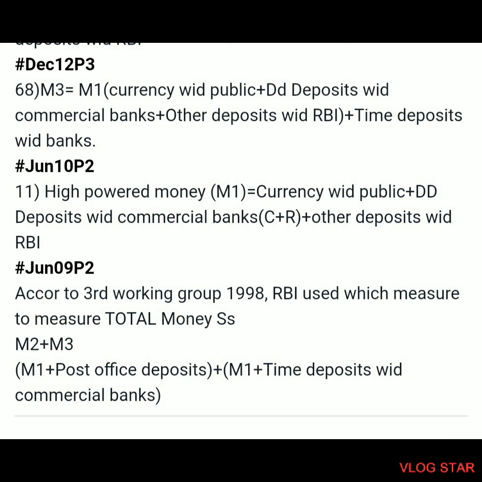In June 2009, paper 2, one more question was asked. According to the third working group 1998, RBI used which measure to measure total money supply? That is M2 plus M3. M2 is M1 plus post office deposits, and M3 is M1 plus time deposits with commercial banks.